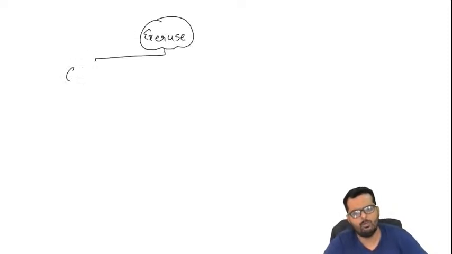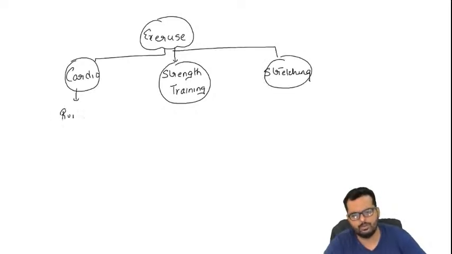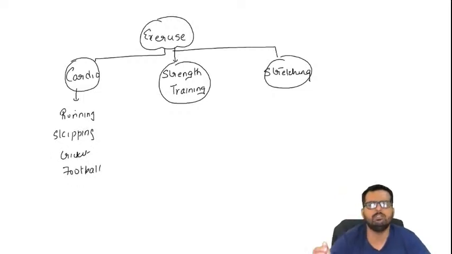Now let me come to different forms of exercise. One is what we call cardio. The other one is what we call strength training. And the last one is what we call stretching. A few forms of cardio are, as we already spoke about, running. You can do skipping. You can play cricket. You can play football. Whatever you want. Basically something which makes your heart pump blood.